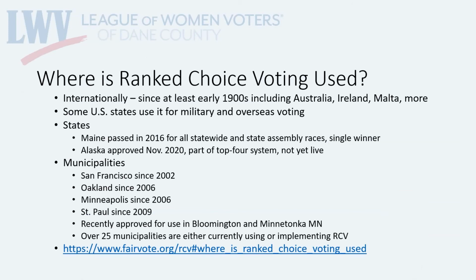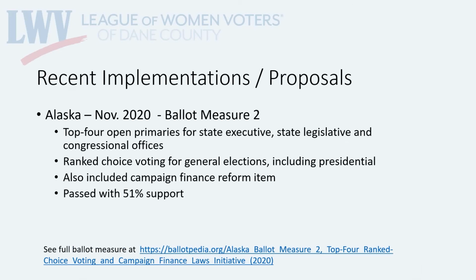Over 25 municipalities in the U.S. are using ranked choice voting for local elections, including many in our neighboring Minnesota. As we just mentioned, one recent proposal that included ranked choice voting was in Alaska. Ballot Measure 2 was approved in November 2020 with a razor-thin 51% support. Their new system will consist of top 4 open primaries, followed by ranked choice voting general elections.